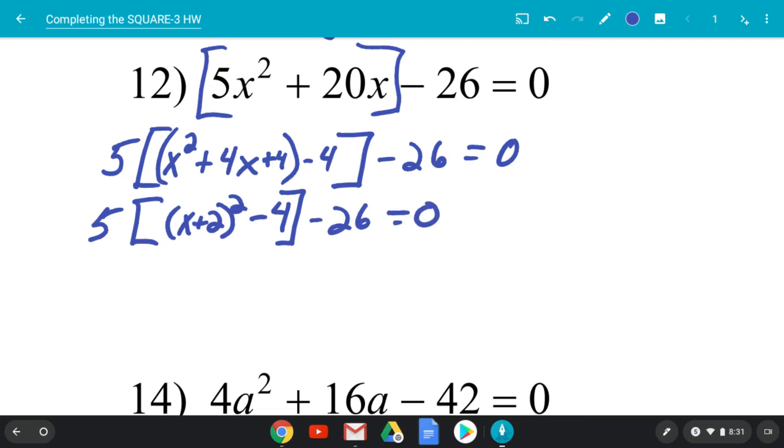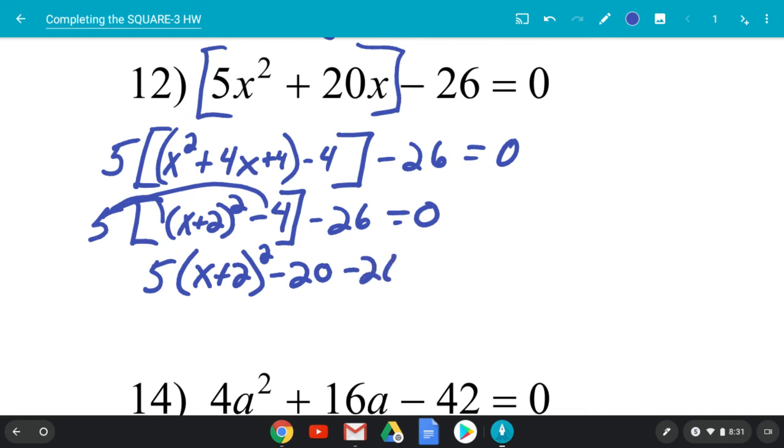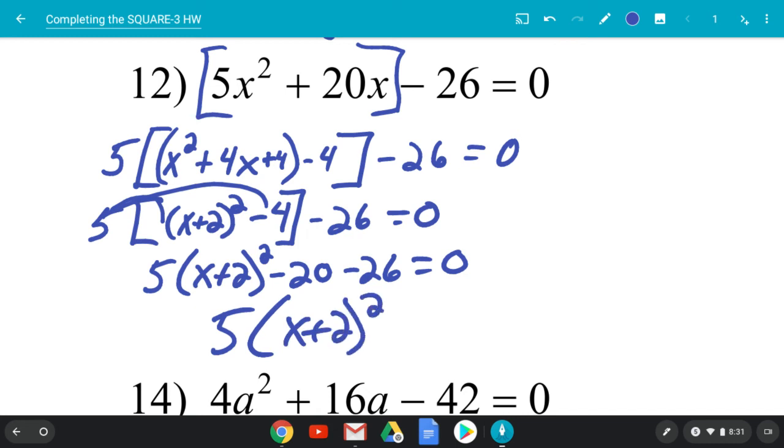Now what? Distribute the 5 back in. So I have 5 times x plus 2 quantity squared minus 20 minus 26 equals 0. So 5 times x plus 2 quantity squared minus 46 equals 0. And now it's in vertex form.